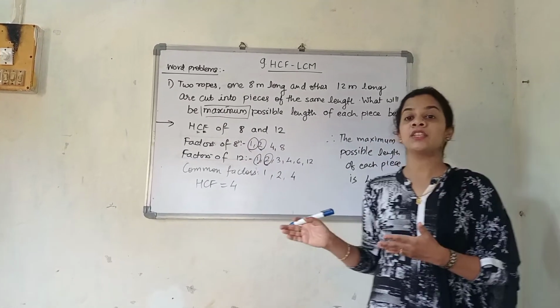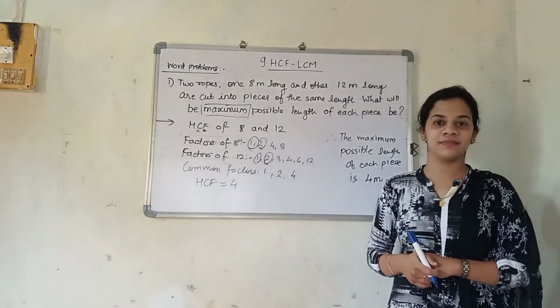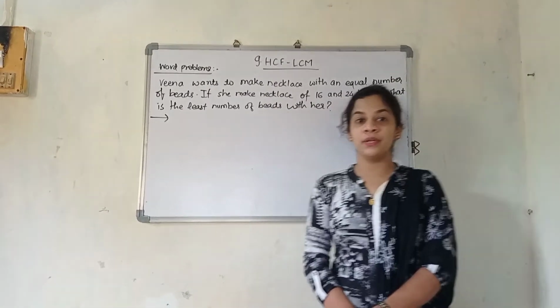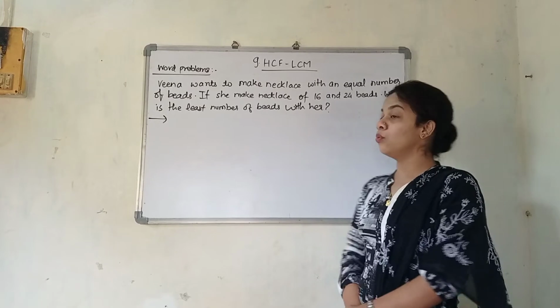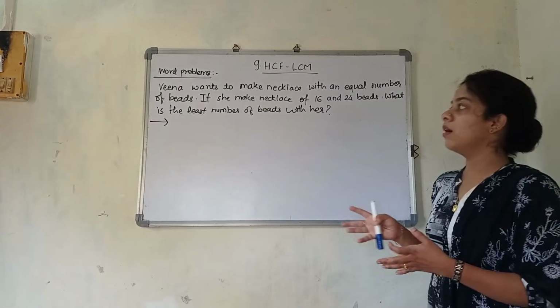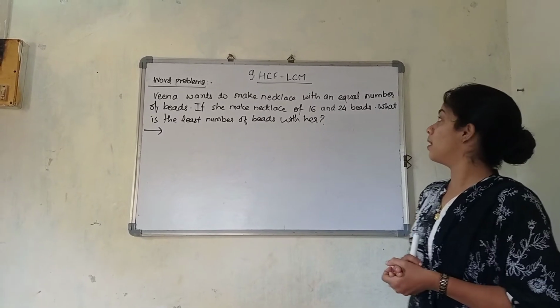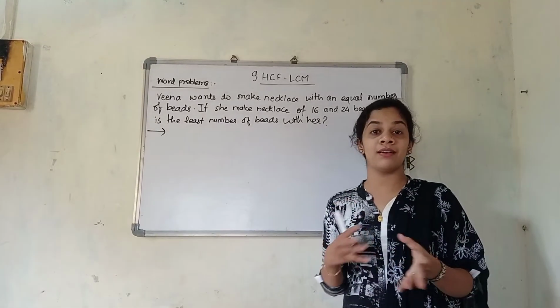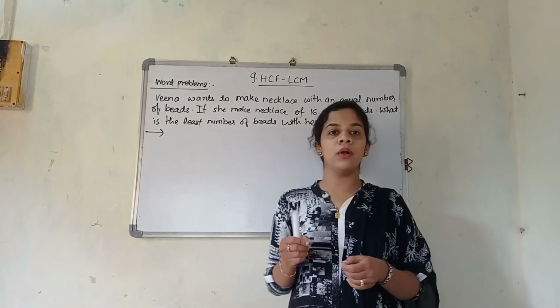So we will see the next part, that is LCM question. So now we are going to see the word problem related to LCM. How it is related to LCM, that also we will understand over here. Veena wants to make a necklace with an equal number of beads. She is trying to make a necklace with an equal number of beads.